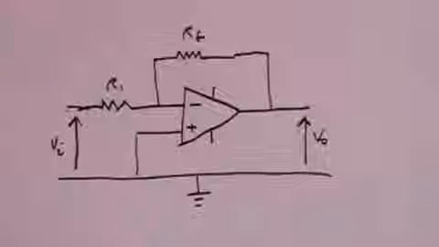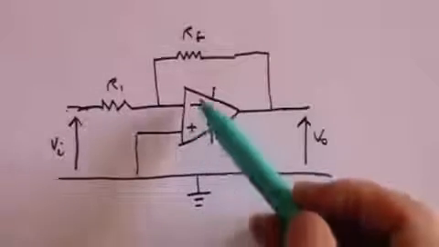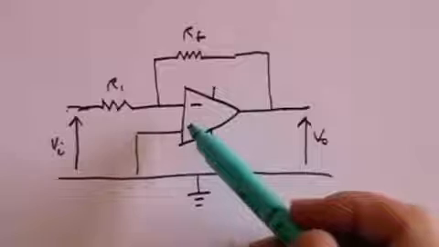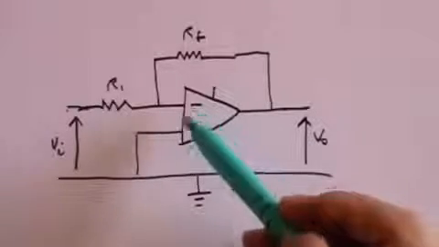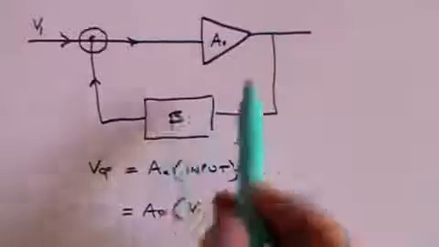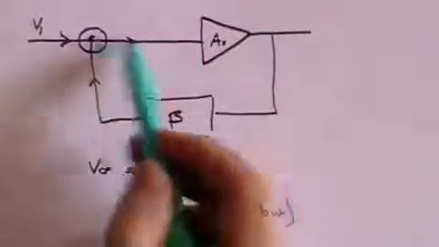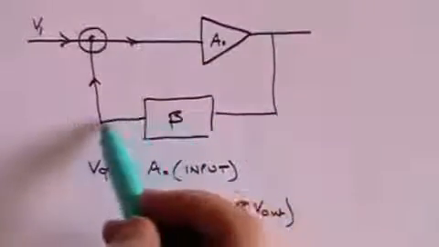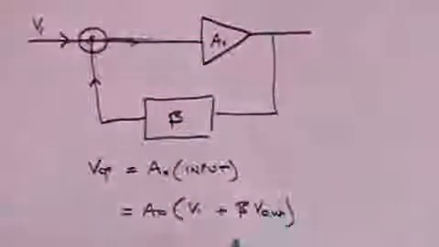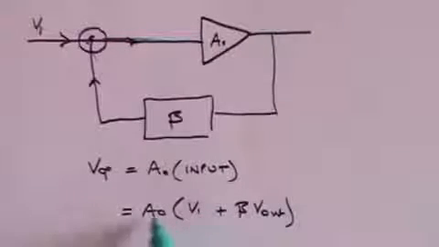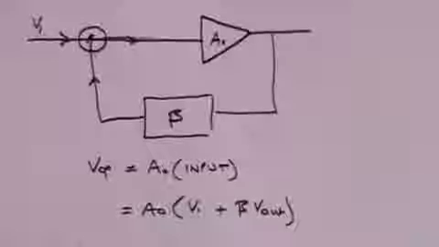Now remember that the difference between the voltages in these two inputs here must not be very great. If it is, then the whole thing will just become beta V out, because the proportion of the output voltage is being fed back into the input. So not only have you got the input voltage, but you've also got a proportion, beta, of the output voltage being fed back in again. So the total input is V in plus beta V out. And that's multiplied by A0, the gain, to give you an output voltage.